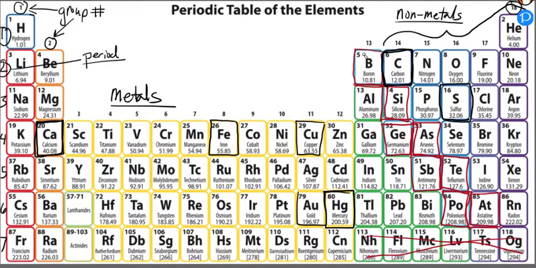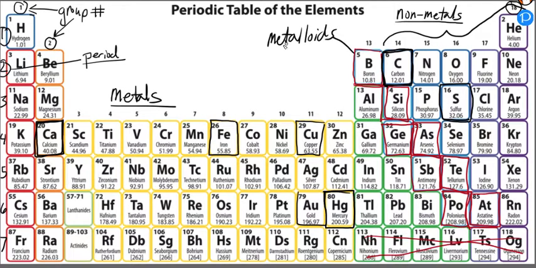So along the dividing line here, we've got non-metals over here, we've got the metals over here, and this dividing line here, things like boron, silicon, germanium, arsenic, and all these things, these we would refer to as metalloids.